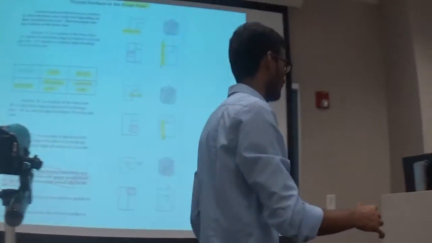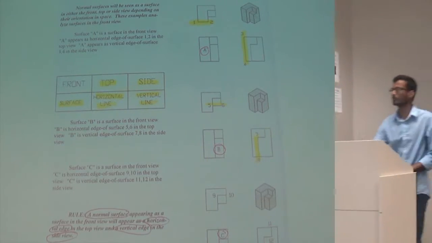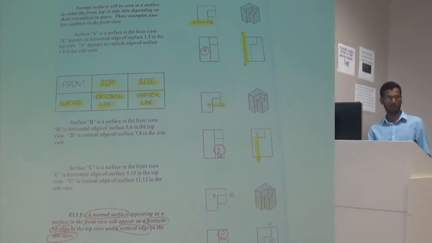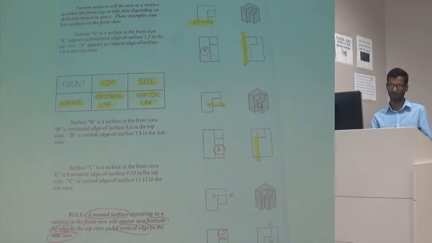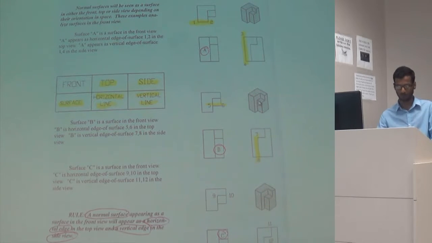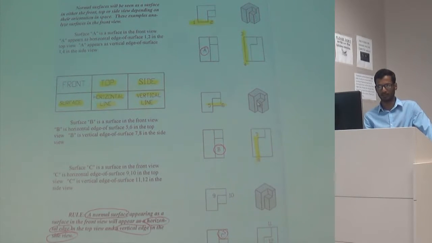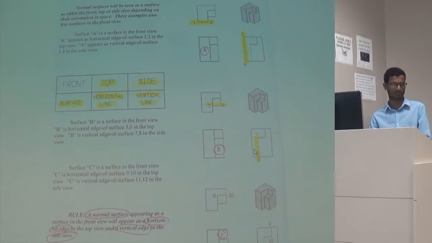If you look at another surface from this front view, which is surface B, right here. Surface B is a surface in the front view. The same surface, if I'm looking at it from the top view, I would see the whole surface just by that particular edge, which is 5, 6 in the top. So 5, 6 is a horizontal line; if I see it as a surface in the front view, it is a horizontal line in the top view. And the same surface, if I'm looking from the side view, I would just see this particular edge, which is 7, 8, a vertical edge in the side view.